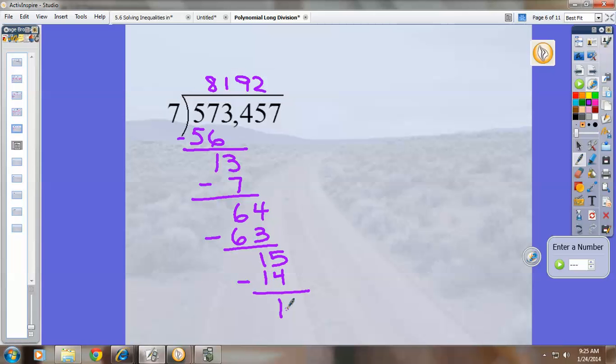Bring down your 7. How many times does 7 go into 17? 2 times. 2 times 7 is 14. Subtract. We're left with 3. So again, we're not going to write R3 for remainder 3. It's going to be what? What's our fraction? 3 sevenths.